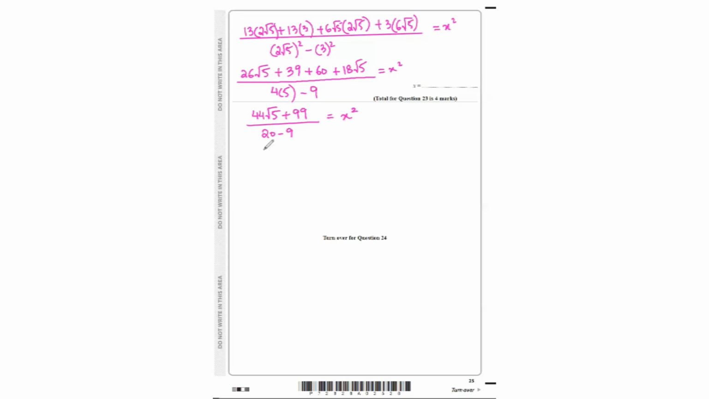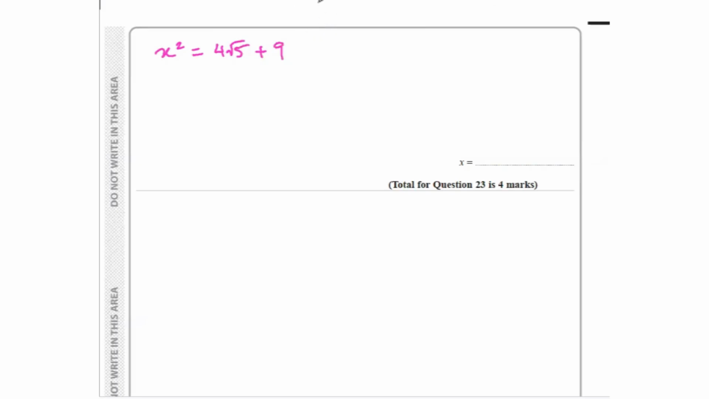So this is equal to x squared. So that's going to be 44 root 5 plus 99 over 11 equals x squared, which is 4 root 5 plus 9. In the question, it said that we have to express x as a plus root b.